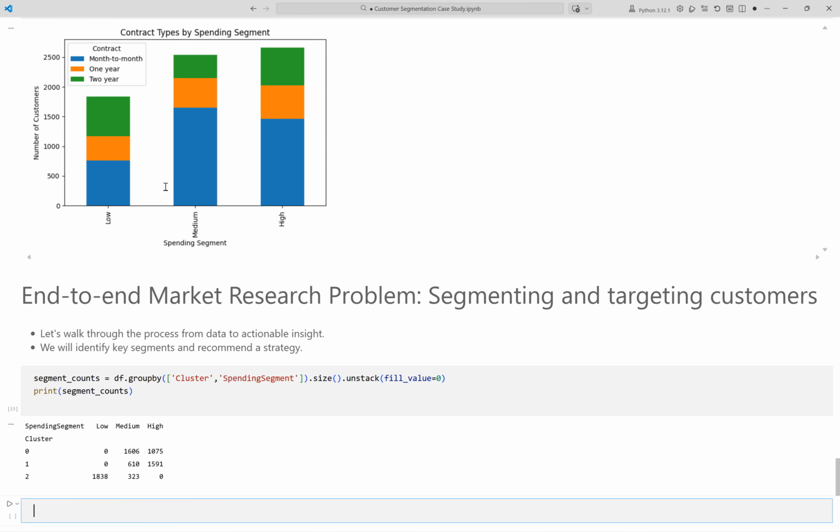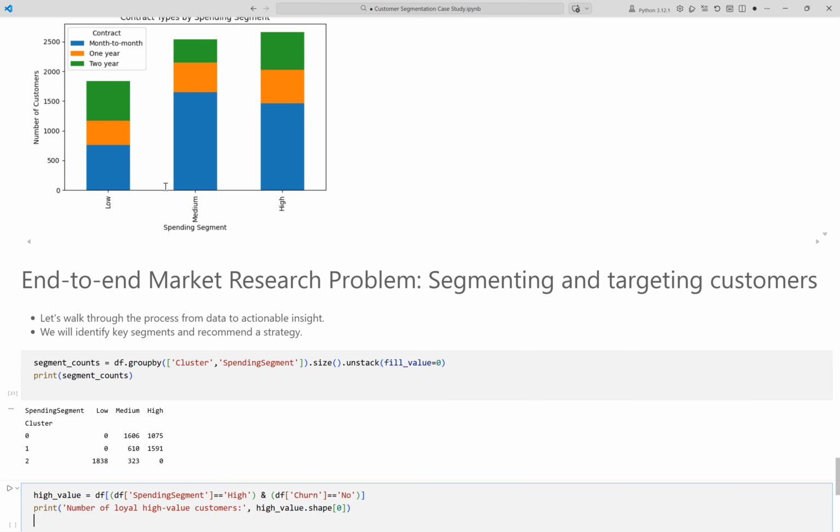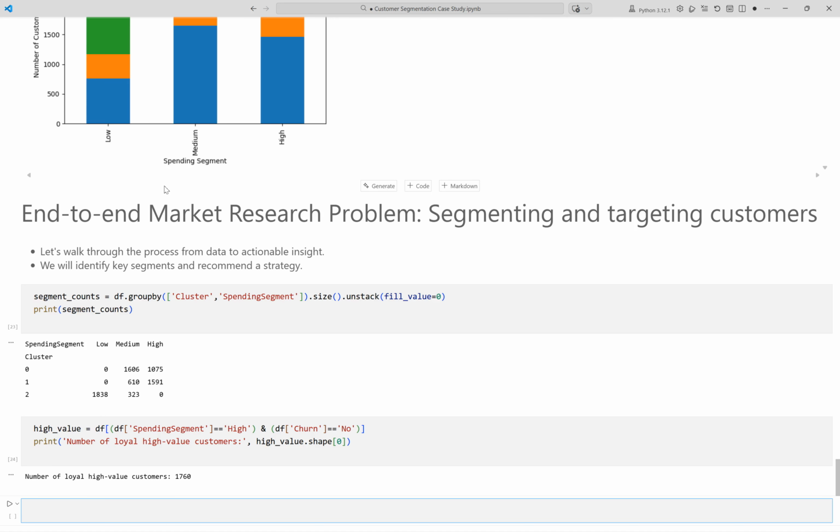We identify customers who are high spenders and have not churned. These are ideal for loyalty programs or exclusive offers. Running the cell now. This output shows that there are 1,760 customers who are both high spenders and have not churned, highlighting a valuable, loyal segment. Noticing this count helps us understand the size of our best customers, which is essential for targeting retention strategies. This step connects to the lesson's goal of identifying key customer segments for focused marketing efforts.